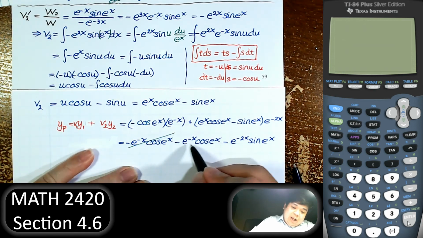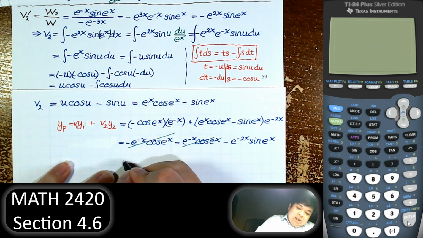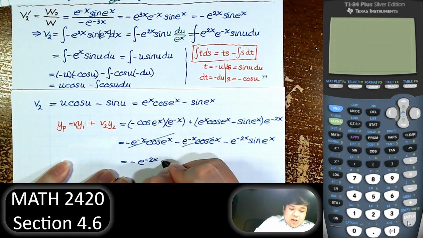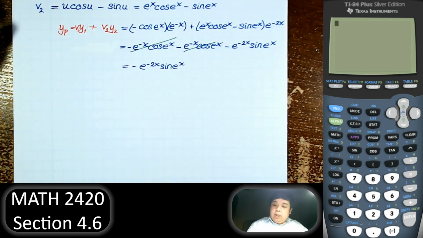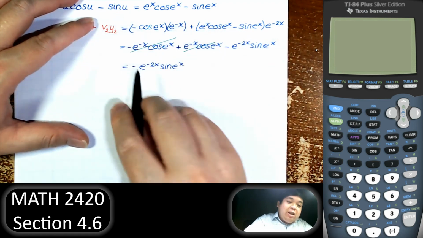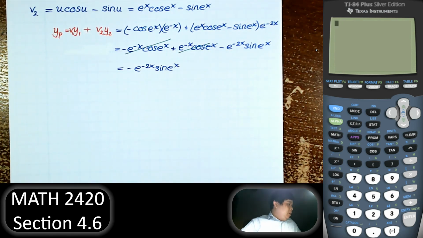Well, let's cancel out. So the particular solution has negative e to the negative 2x sine of e to the x. Sorry, just as I want to end the video, I forgot that this is trivial. That should be a plus, and then indeed they cancel out. Right, so that's what we have for the problem.